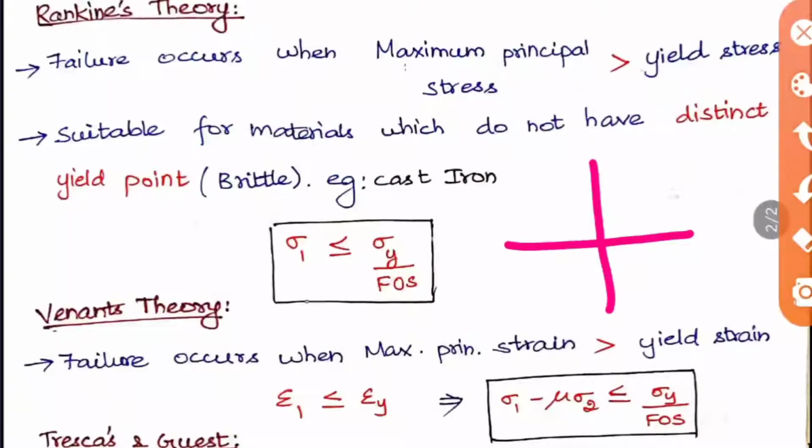For the second case, that is for Rankine's theory, it is parallelogram shape. Okay, so it will be like this. The failure will be occurring like this. So this is a parallelogram shape for Rankine's theory.